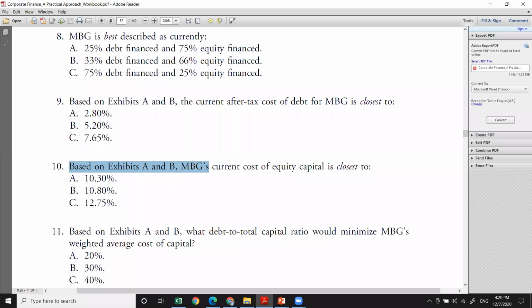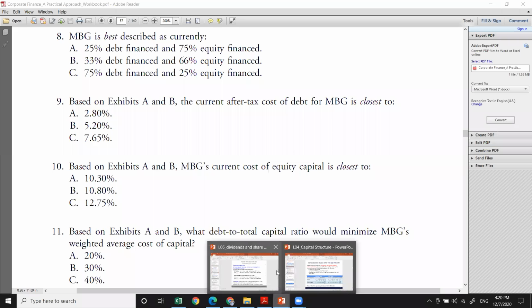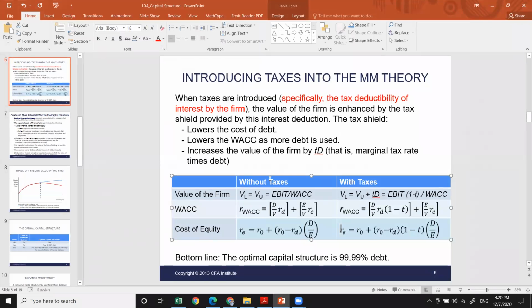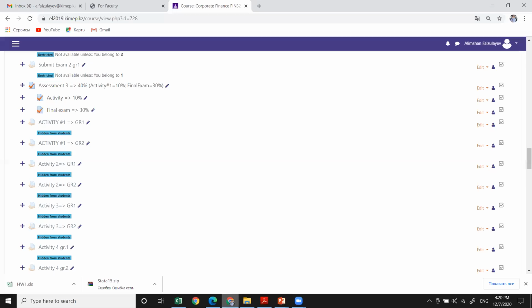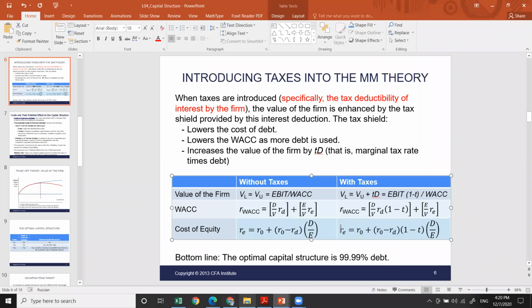Based on exhibit A and B, the current cost of equity with capital is closest to, so capital structure has a cost of equity formula. With the taxation issue, we need to take into consideration, if you remember from the MM proposition, it has been divided into 2 parts, with tax and without tax. So we are using the case with tax. The formula we're going to use is this one. R0 represents the cost of equity fully financed by equity, the return on equity when fully financed by equity.